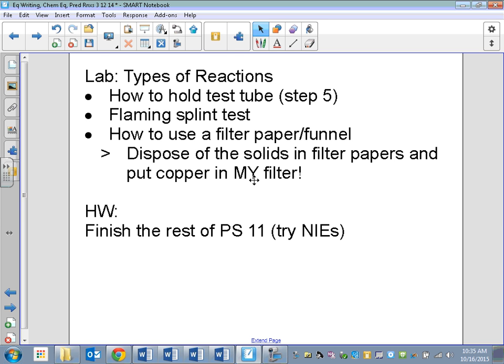Lab groups. Ooh, I didn't make you lab groups. Can you get your own? 3 people per group. So, get your lab out now.